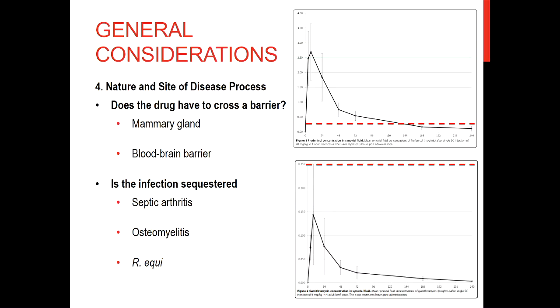Despite the fact that something might work in a test tube, now I've got to figure out how it can get to that site. Right? Is the infection sequestered somewhere? So I'm dealing with septic arthritis, osteomyelitis, or a foal with Rhodococcus.